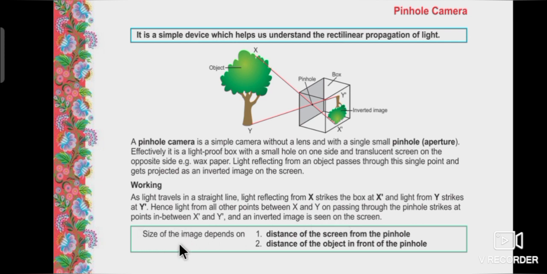So, the size of the image depends on the distance of the screen from the pinhole, and then the distance of the object in front of the pinhole.